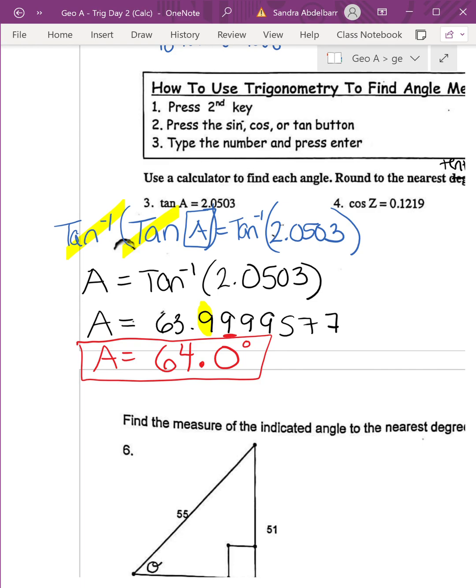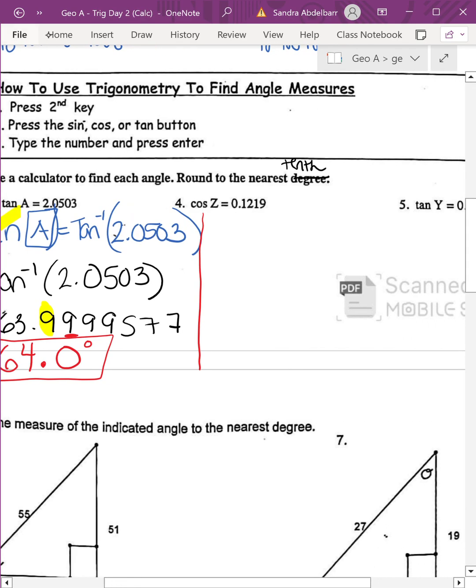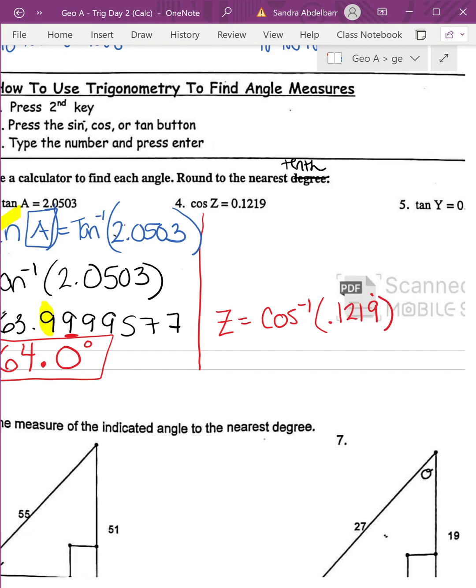All right, are we ready? So ultimately, if you're a minimalist, meaning you want to show the least amount of work possible to get full credit, what would you have to show me in this scenario? You would have to show me z equals cos raised to the negative first power, so the inverse of cosine, of 0.1219. That's what you would need to show me for the least amount of work to get credit.